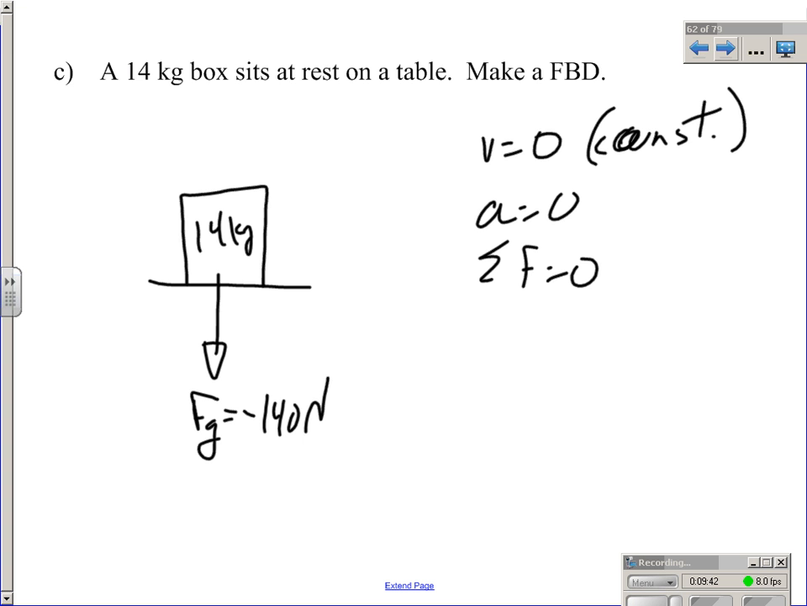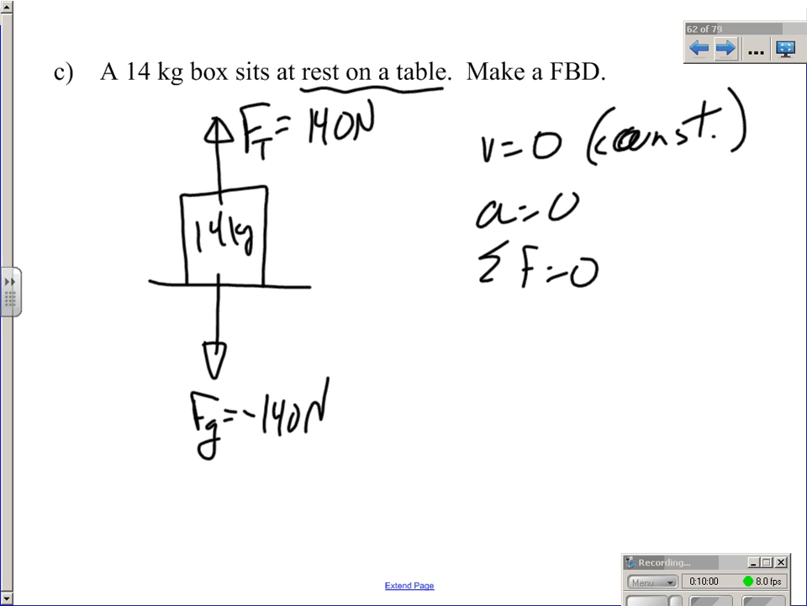That means there has to be something pushing it up. Well, what's preventing the box from falling? Oh, it's sitting on a table. So there's an upwards force from the table. And that force from the table has to be 140 newtons. Okay?